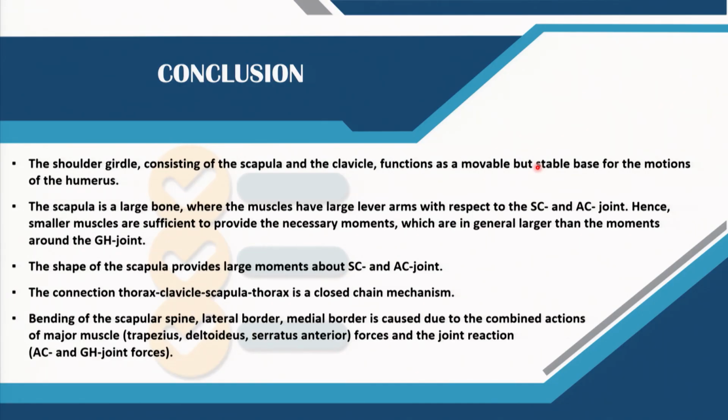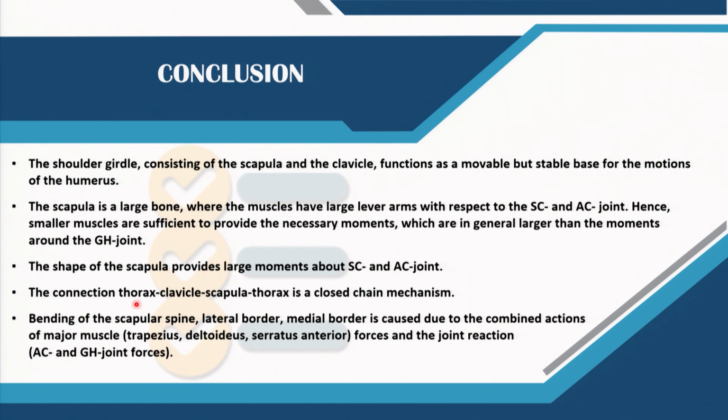Let us come to the conclusions of this lecture. The shoulder girdle, consisting of the scapula and the clavicle, functions as a movable but stable base for the motions of the humerus. The scapula is a large bone where the muscles have large lever arms with respect to the sternoclavicular and the acromioclavicular joint. Hence, the smaller muscles are sufficient to provide the necessary moments, which are in general larger than the moments around the glenohumeral joint. The shape of the scapula actually provides large moments about the sternoclavicular and acromioclavicular joints.